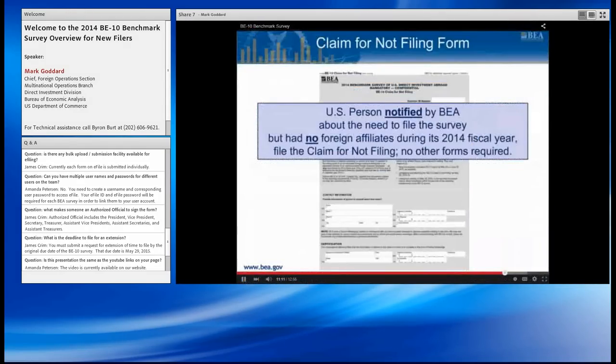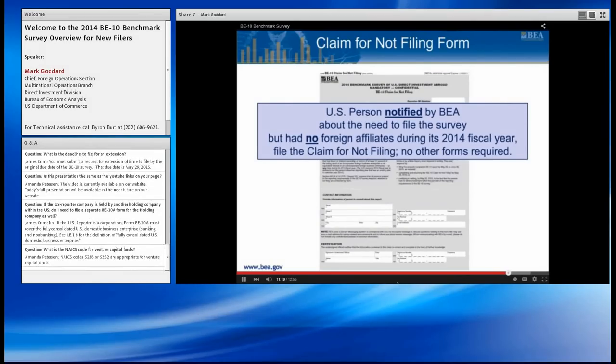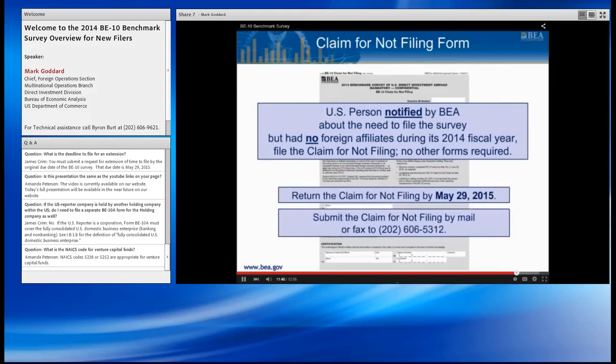If the U.S. person was notified by BEA about the need to file the survey, but had no foreign affiliates during its 2014 fiscal year, it must file a BE10 claim for not filing. No other forms in the survey are required. The due date for the claim for not filing is May 29th. You can submit it by mail to the address on the form or by faxing it to 202-606-5312.